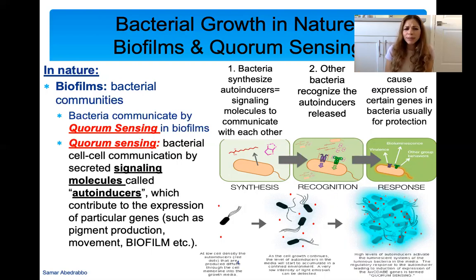So let me explain it more. When you have a lot of bacteria next to each other, a bacterial community or a biofilm, bacteria will produce these signaling molecules called autoinducers. The autoinducer can be recognized by other bacteria. The signaling molecules a lot of times will bind on a receptor on the bacterial cell and then tell the cell to do something, such as create a pigment to protect yourself, or move, or create a biofilm, stick to each other. So this is what quorum sensing is.